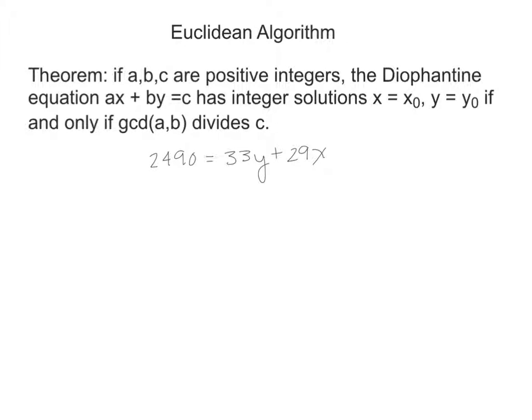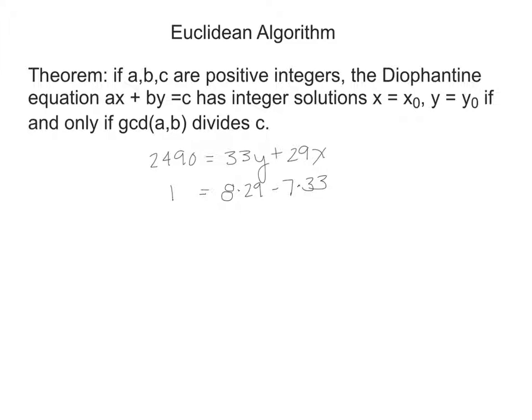You can look at our last example to get some insight into this, where we were looking at solutions to the equation 2490 equals 33y plus 29x. So again, here's our Diophantine equation where ax plus by equals c. In this case, c is 2490. We found the greatest common divisor of 33 and 29, which happened to be 1. And we wrote the greatest common divisor as a linear combination of 29 and 33.